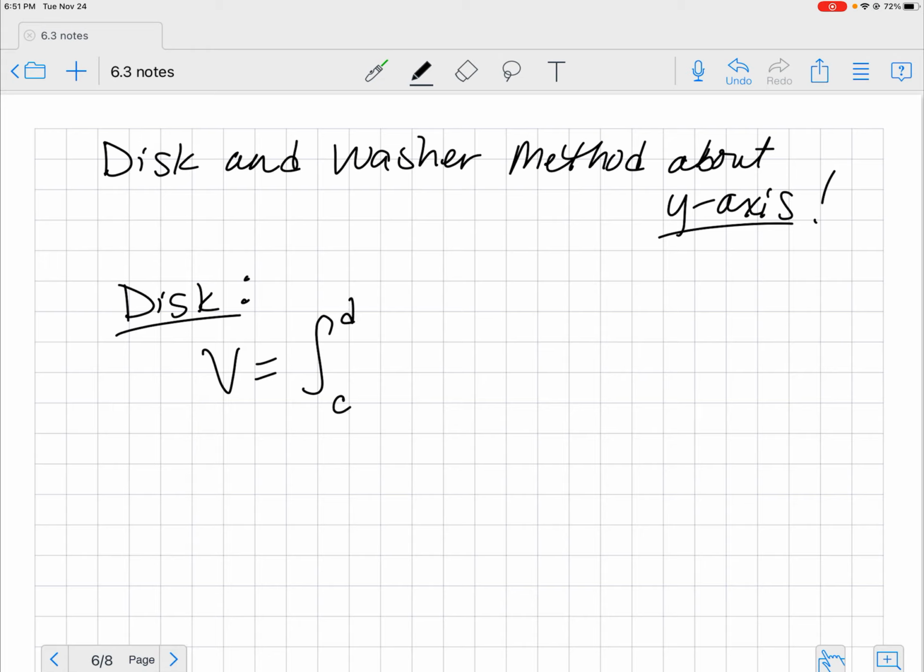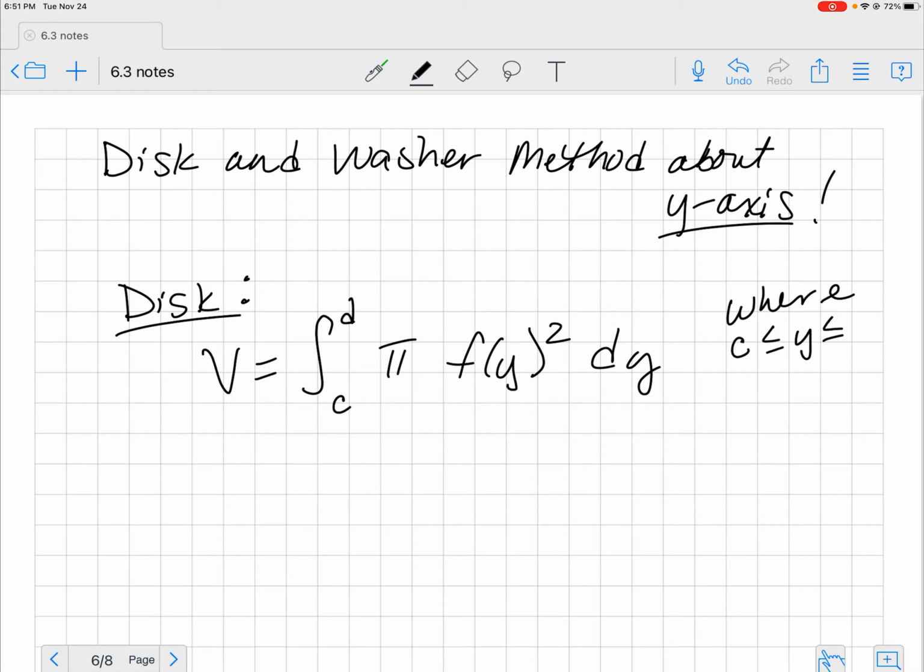I'm going to integrate from c to d of pi f of y squared dy, where c is less than or equal to y, which is less than or equal to d. This is in terms of y. Your differential is important. It tells you the variable that you're integrating around so that you can work with it.